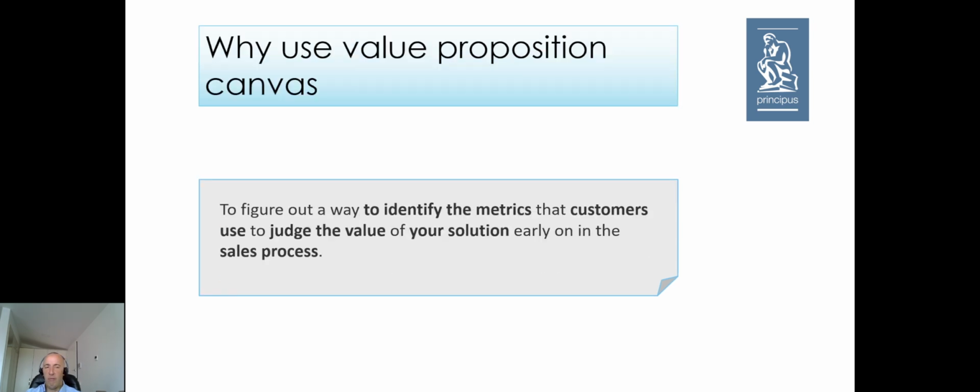Value Proposition Canvas can be used to either develop new products or create better sales approach. For creating better sales approach, you can use Value Proposition Canvas in the planning phase of a sales process. It will help you to figure out a way to identify the metrics that customers use to judge the value of your solution early on in the sales process.